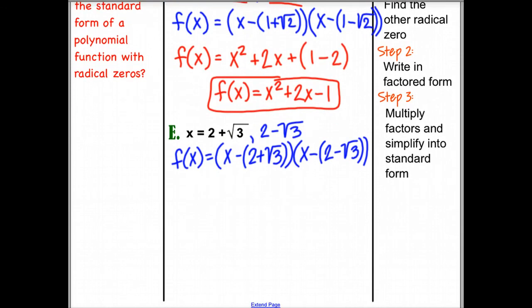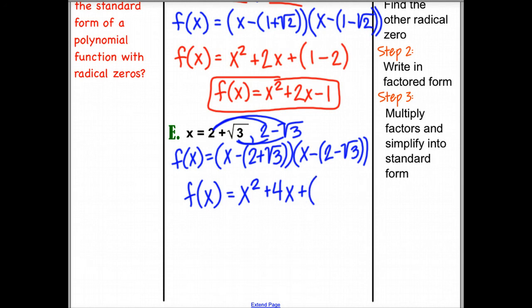We can go ahead then and have f of x be equal to x squared plus the sum. 2 plus 2 is 4, the square root of 3 minus the square root of 3 is 0, so plus 4x. And then when we FOIL those out, 2 times 2 is 4, minus 2 root 3 plus 2 root 3, those cancel. And then square root of 3 times square root of 3 is 3, so we would have 4 minus 3, which is 1, which makes our final function f of x equal to x squared plus 4x plus 1.